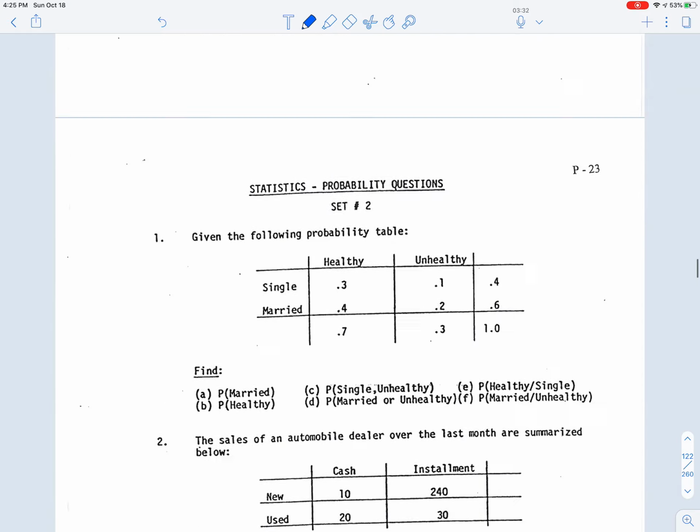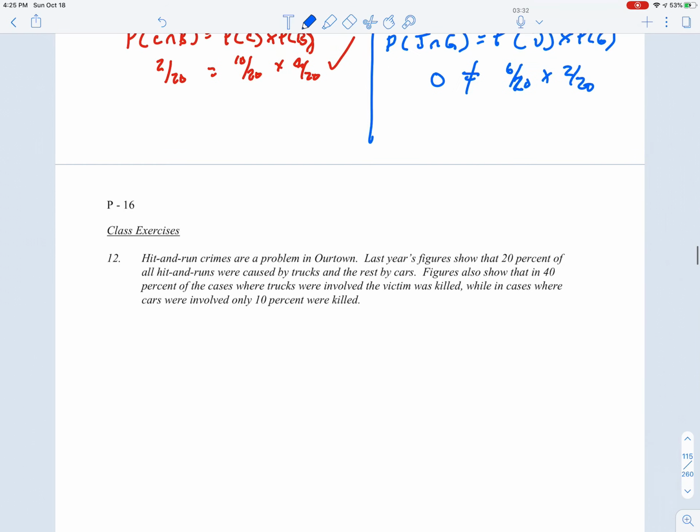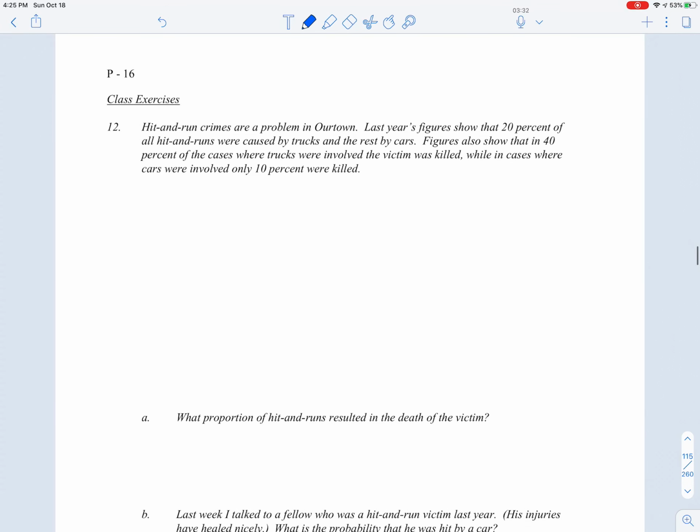So let's back up here. We're going to take a look at number 12 first of all. Hit and run crimes are a problem in our town. Last year's figures showed that 20% of all hit and runs were caused by trucks and the rest by cars. Figures also show that in 40% of the cases where trucks were involved, the victim was killed, while in cases where cars were involved, only 10% were killed. Yeesh. How do you do that?